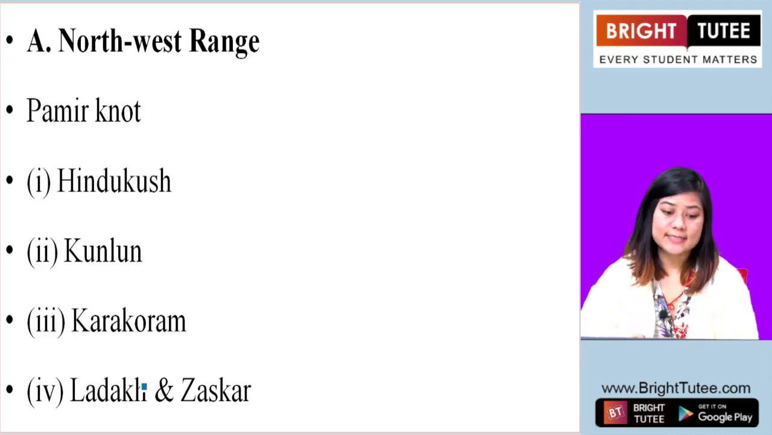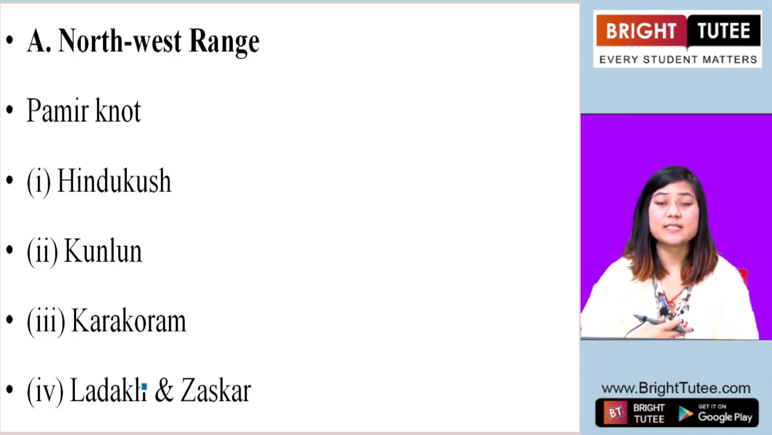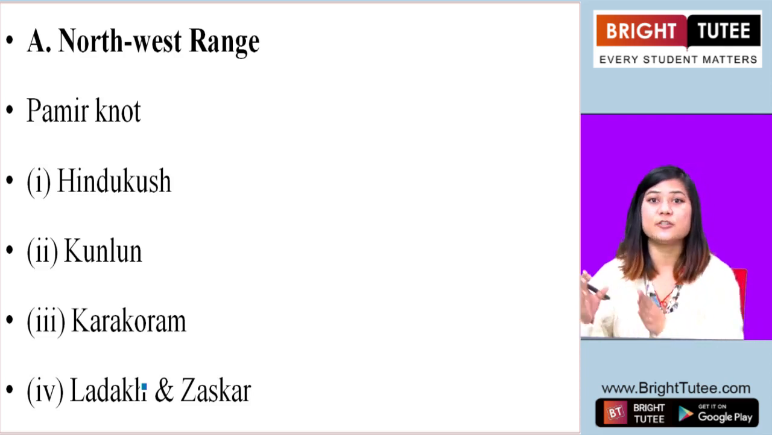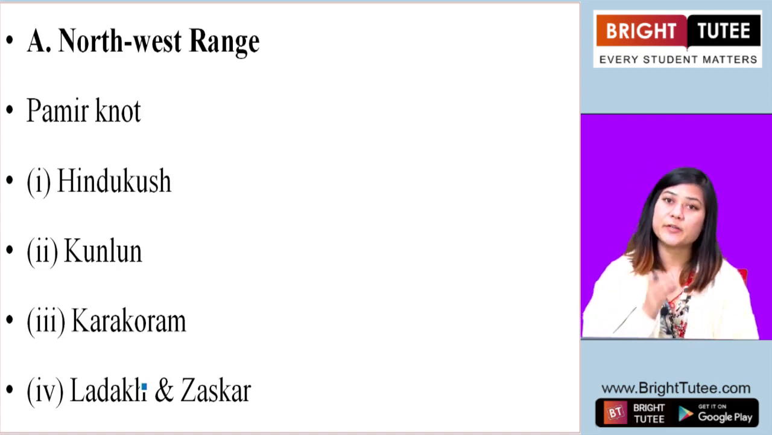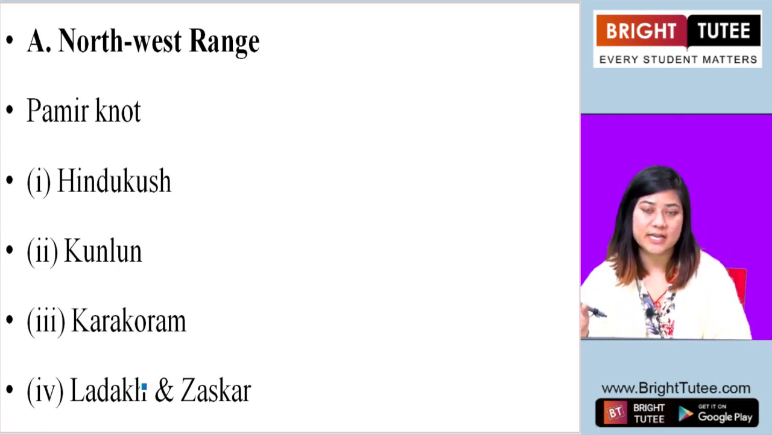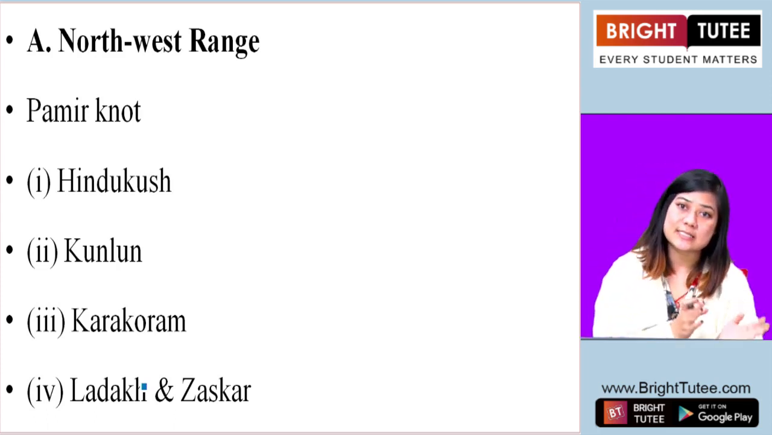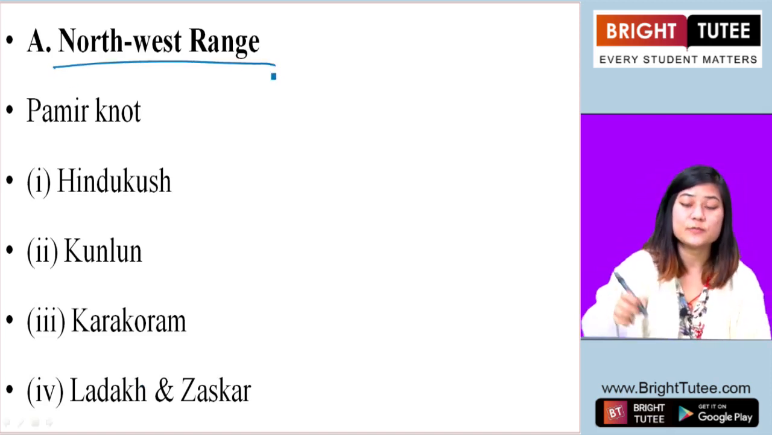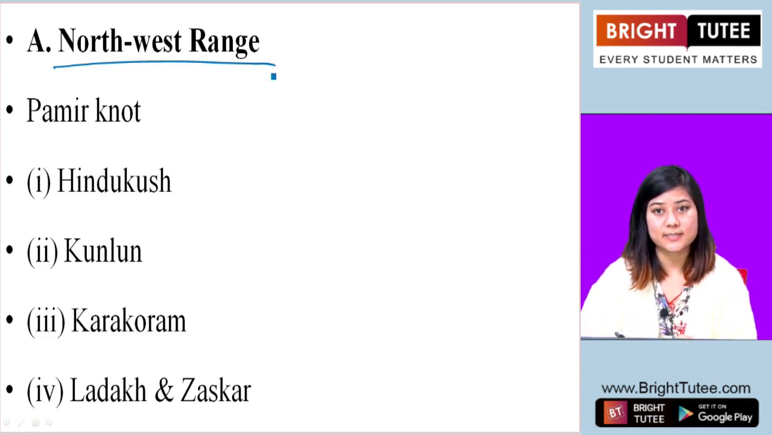Now, like I said, this Himalayan range is an extensive range. It's a long range of mountains which covers a distance of 2400 kilometers. Okay, so it is easier for us to understand the range when we divide it into sections. So here we are going to divide it into major sections, and we are going to look at each of these sections depending on which direction it is located. So the first one that we are going to look at is the northwest range.